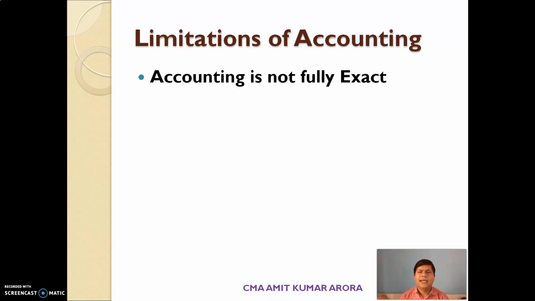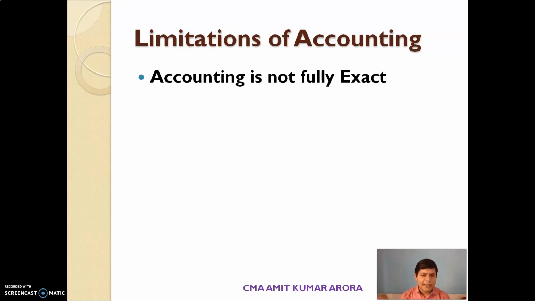First limitation is accounting is not fully exact. Accounts are not 100% correct because accounts are based on some estimates, and those estimates can be correct or incorrect. If all the estimates we have taken are correct, accounts will also be correct. If there are any incorrect estimates, the accounts will also become incorrect.